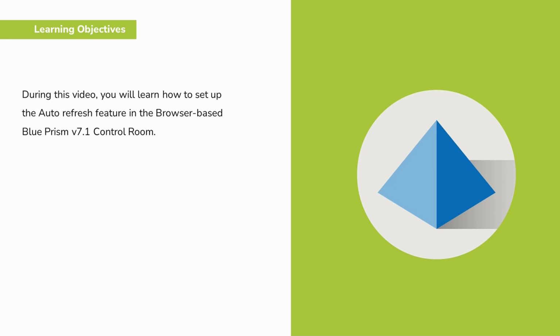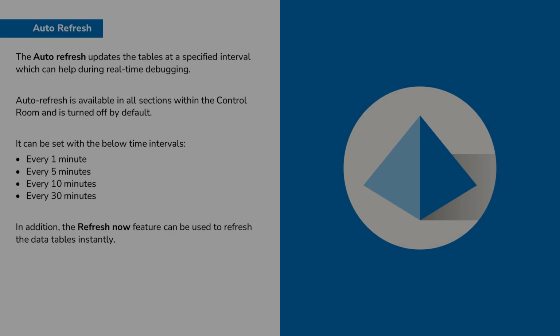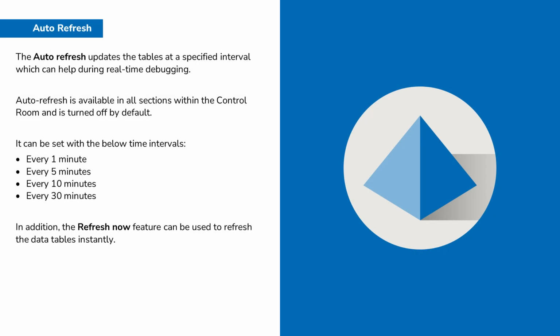During this video, you will learn how to set up the auto-refresh feature in the Browser-based Blue Prism version 7.1 control room. The auto-refresh feature refreshes the tables at a specified interval. Process controllers performing real-time debugging can take advantage of this functionality to set it up, look at the updated tables, and know when to intervene.